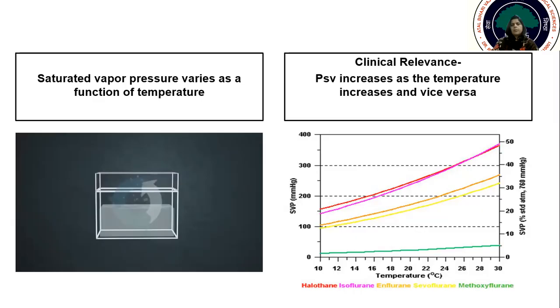And one more important thing related to saturated vapor pressure is that later you will learn what is a variable bypass vaporizer and what is splitting ratio. The splitting ratio depends on only two things, the dial setting and saturated vapor pressure.